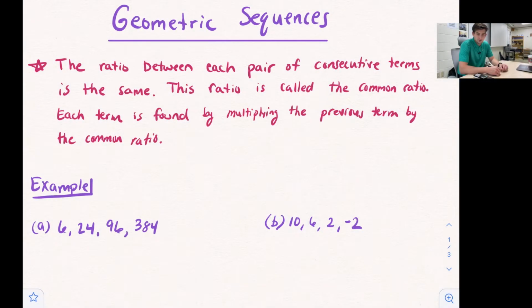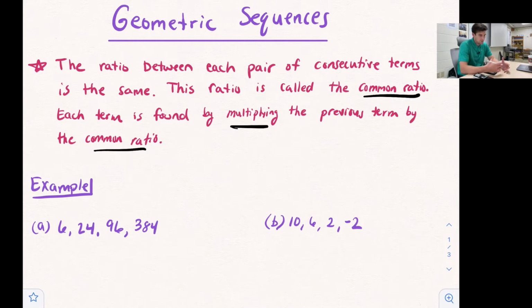Everyone, in this video we're going to talk about geometric sequences. The ratio between each pair of consecutive terms is the same. Okay, so the ratio is what we are multiplying by. The ratio is called the common ratio, and each term is found by multiplying the previous term by that common ratio. Okay, so let's look at a couple examples.